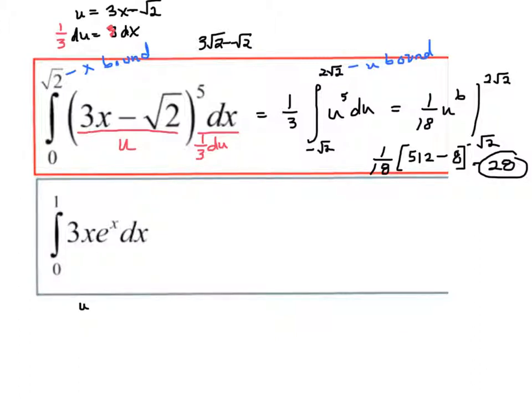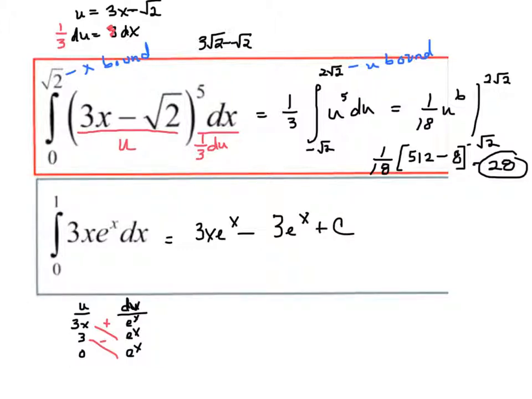Now this is a terminating integration by parts that I think tic-tac-toe method will work great for. So 3x, 3 and 0, dv, e to the x, like that. So something like that. Our integral then is just 3x e to the x minus 3 e to the x plus c. And, oh, excuse me, we don't need the plus c because it's definite.